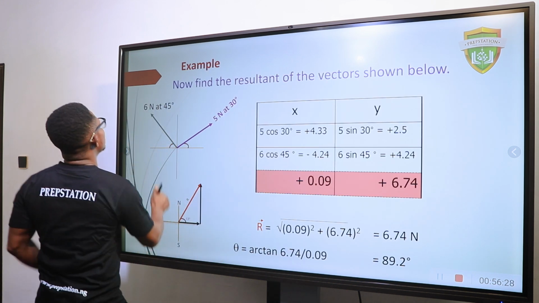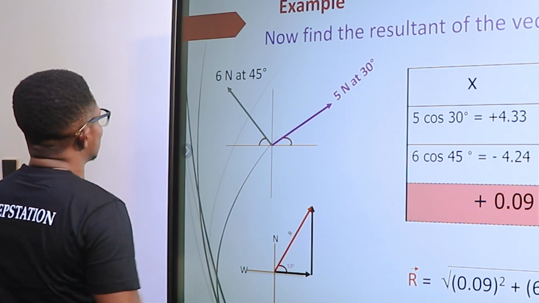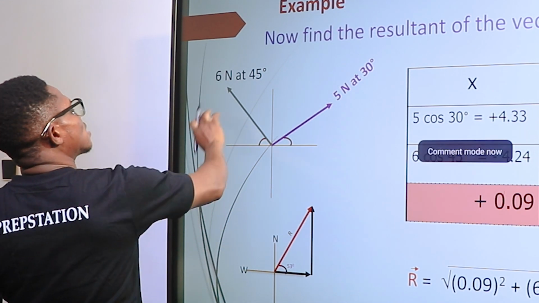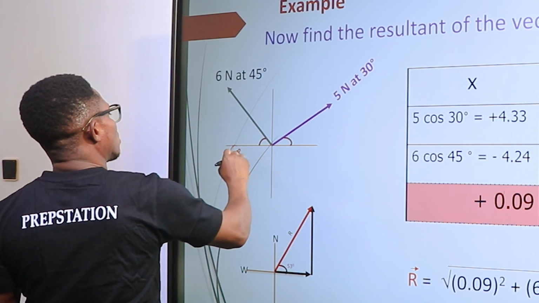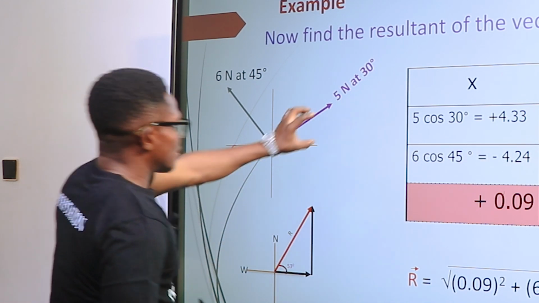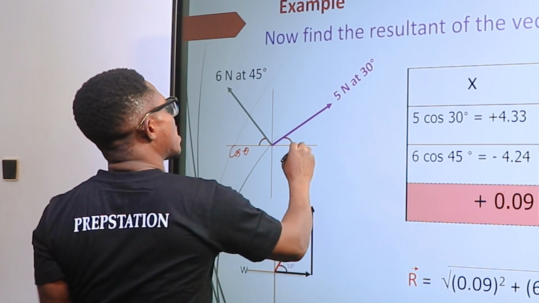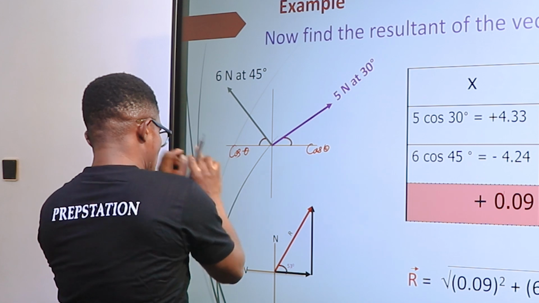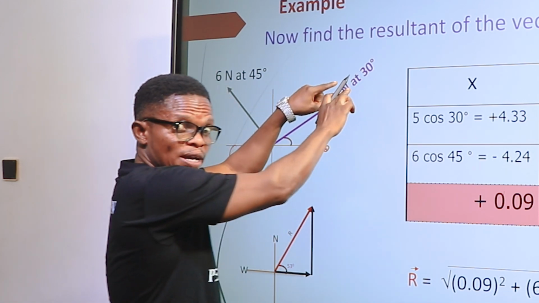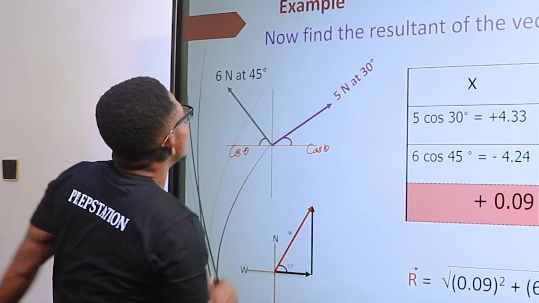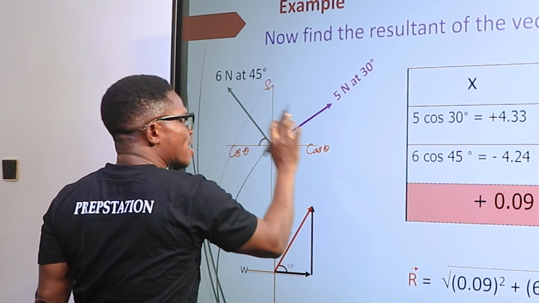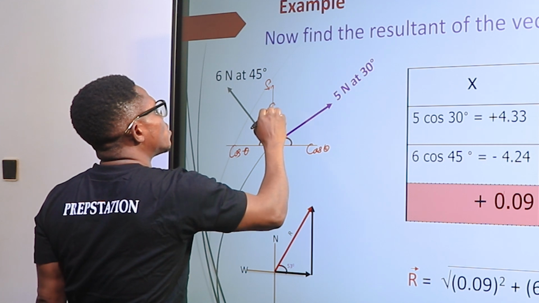Let's go back. Now, this vector is aligned to x. Since it's aligned to x, x will take cos theta. Remember that? This other vector too is aligned to x, so x will take cos theta. So it means for this vector, x is taking cos. For this vector, x is taking cos. And then y will take sine for this vector. Y again will take sine for this vector.